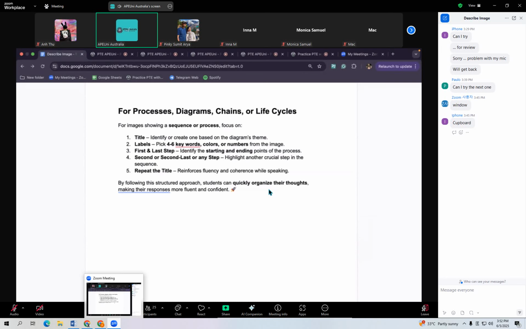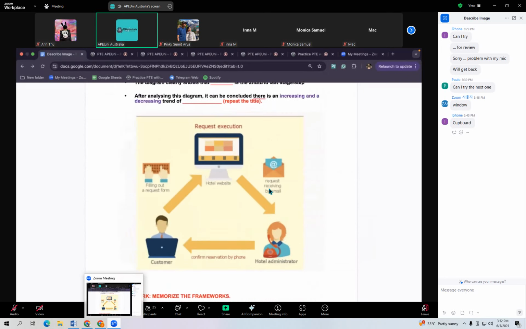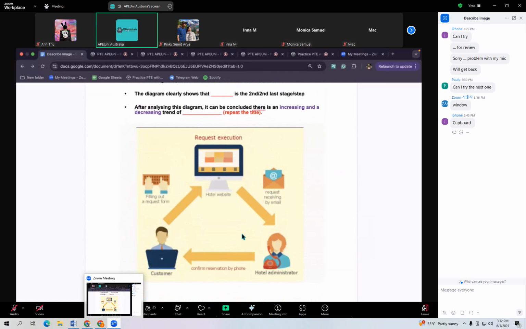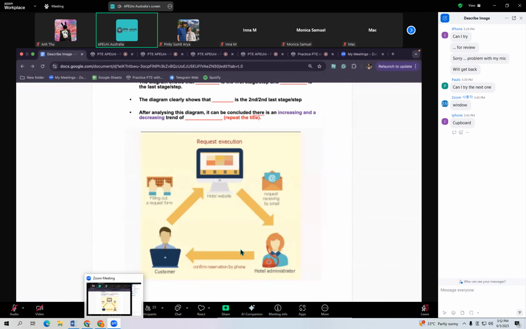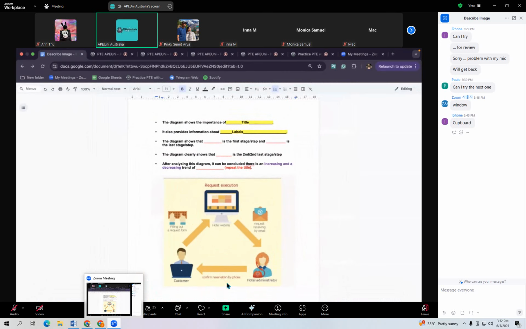So if we quickly try to take a look at this, although the image is a little blurry, I should really change this one. Okay, so if we try to describe this, we're going to do more from APUni, but just an initial idea. The image shows the importance of request execution. It also provides information about hotel website, confirm reservation by phone. The image shows, oh, sorry, I'm supposed to do labels.